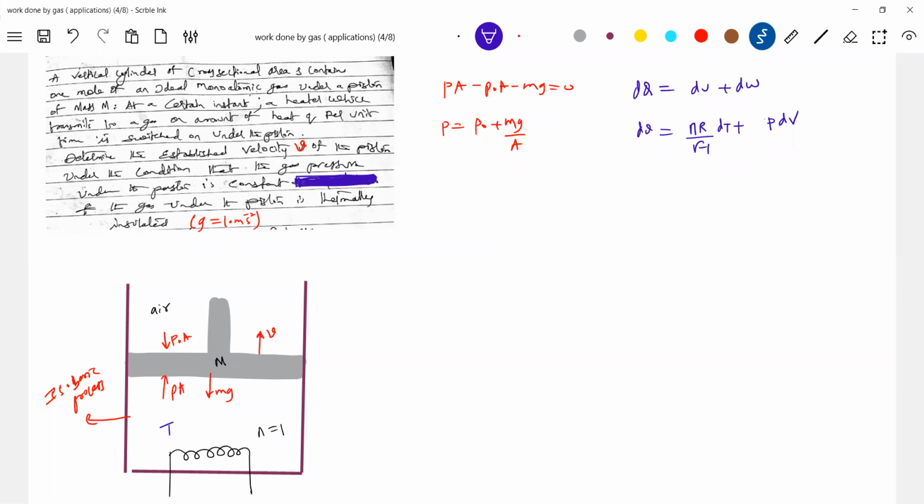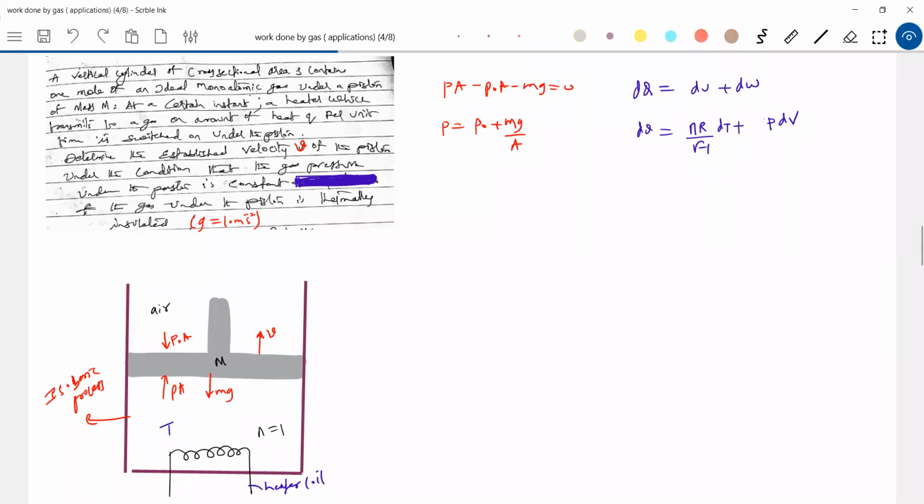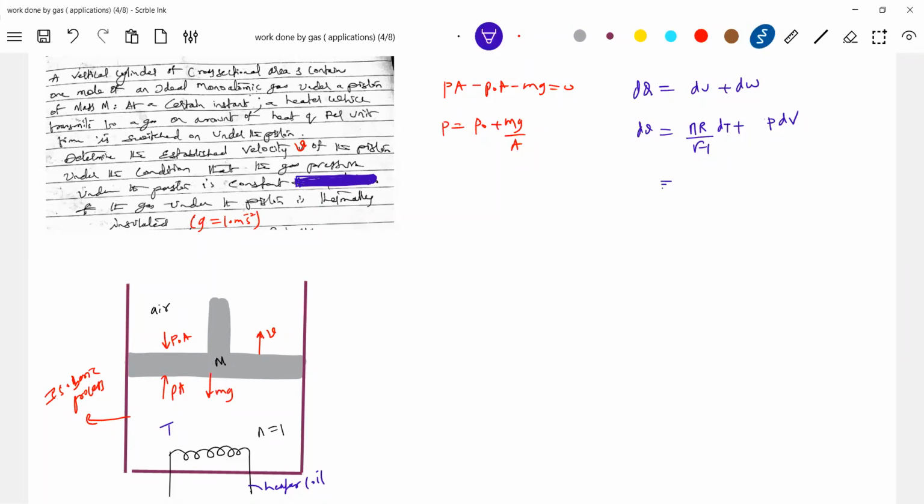Okay, this is the heat supplied by the heater coil. A part of the heat is utilized to increase the internal energy of the gas, and the remainder is the work done by the gas. He's asking to get that velocity V. How can I bring in the velocity of the piston? That's what I'm trying to do here. Next part: nR by gamma minus 1 dT. What is the pressure of gas? We know it is P naught plus mg by A.